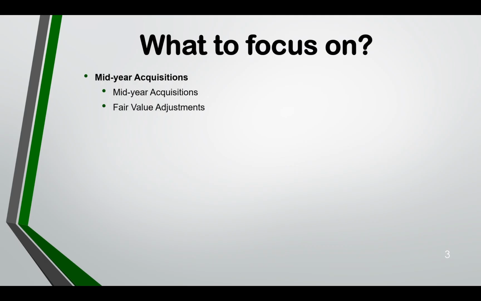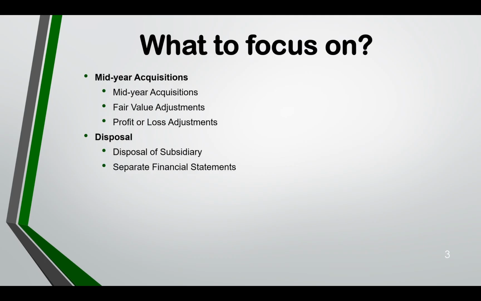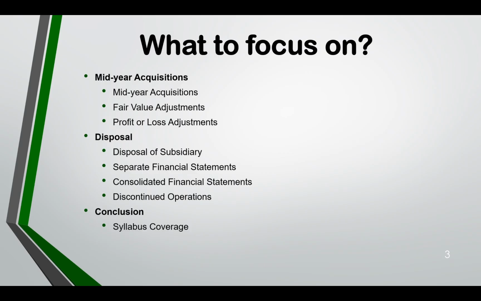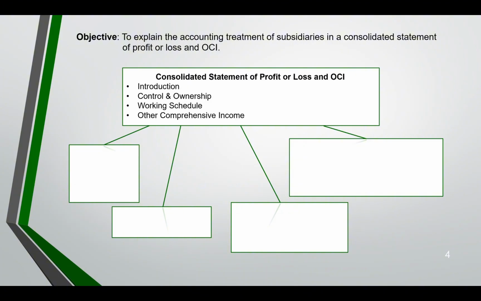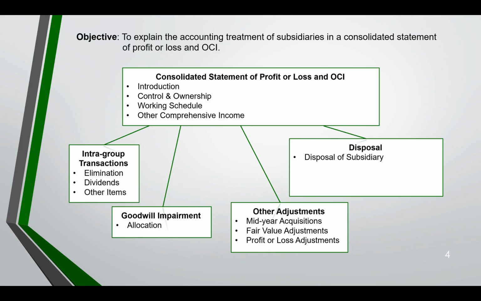How do you account for the fair value adjustments? Then profit or loss adjustments. Then when we dispose, the impact in separate financial statement versus consolidated statements, and discontinued operation. Then finally, we are going to conclude with the syllabus, summary, and technical articles. So this is an overview of what I've just discussed. In the profit and loss, we have intragroup, goodwill impairment, other adjustments, and disposal. These are the four areas we are going to cover under the statement of profit and loss.